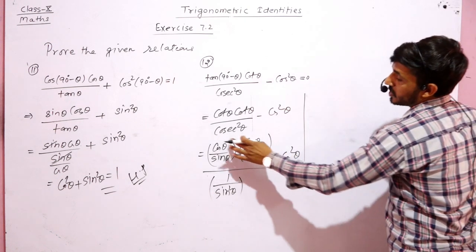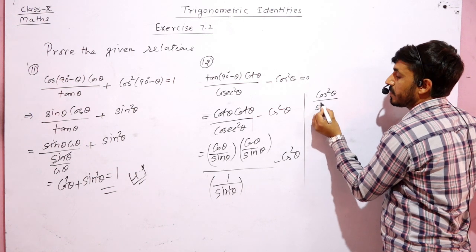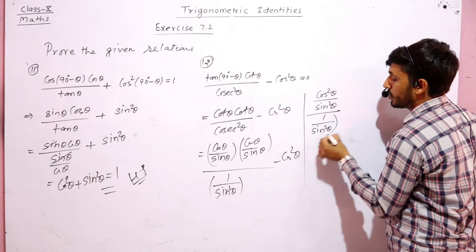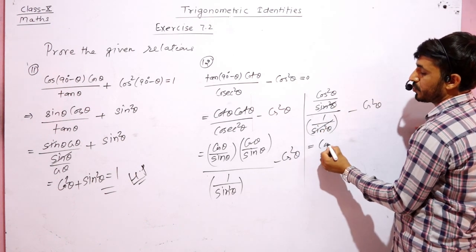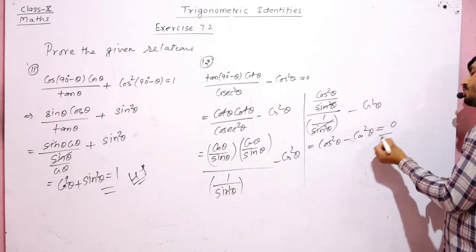Now the next step is to multiply both the functions, and we obtain cos square theta divided by sine square theta, divided by 1 upon sine square theta, minus cos square of theta. As you can see these parts are cancelled, so we have obtained cos square theta minus cos square theta, and that is equal to 0, hence proved.